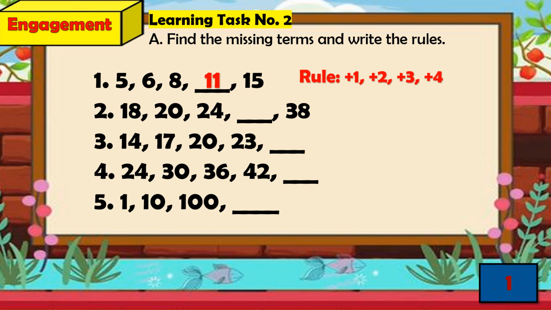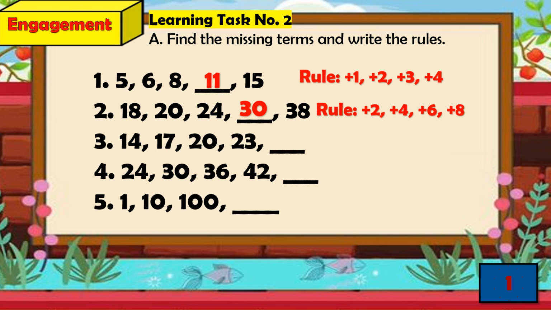For number 2, we have the next term is 30. And the rule is plus 2. So 18 plus 2 is equals to 20. 20 plus 4 is equals to 24. 24 plus 6 is equals to 30. And 30 plus 8 is equals to 38.